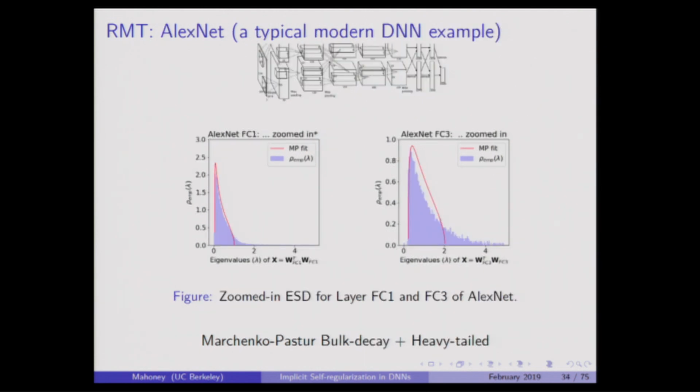Everything after 2013, AlexNet, looks this way. The bulk is very poorly fit. You've eaten out a massive amount of mass there. You don't have a sharp edge. These eigenvalues bleed out to 4 and beyond. So you have stuff sticking out there, but you're nowhere near well approximated by a Marchenko-Pastur distribution plus edge. This is reasonably well fit with a power law in the regime 2 to 3, so the bad regime you want to deal with.